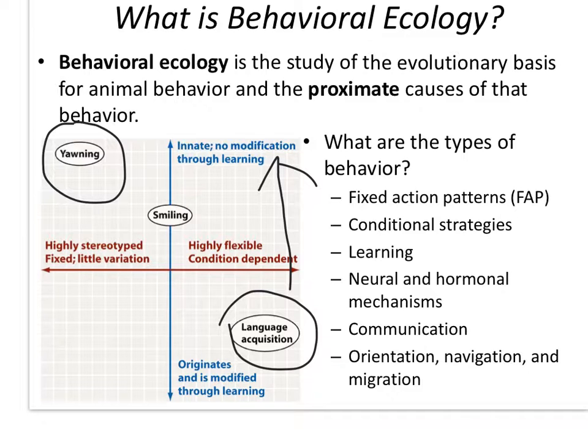So, if you also look along this axis, you see over here, stereotype fixed. That means there's no variation. Usually over here means there's not much learning going on. And then over here on this side, we have highly flexible learning or highly flexible behavior that might need to be practiced over and over and over again.